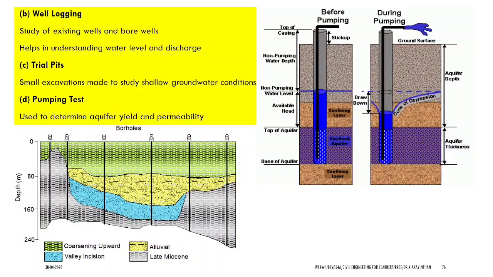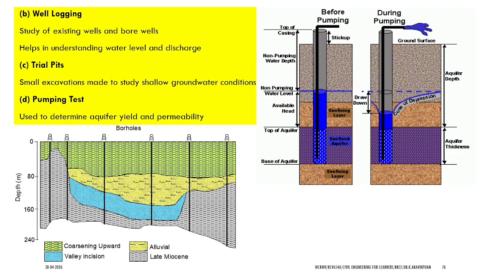Next is the trial pit. A trial pit means a small excavation is done to understand the shallow groundwater condition. This is not suitable for deep groundwater. For shallow groundwater, wherever you have a well and nearby ponds, at these places you can use trial pits. Next is the pumping test, generally done by governments and some large private organizations.